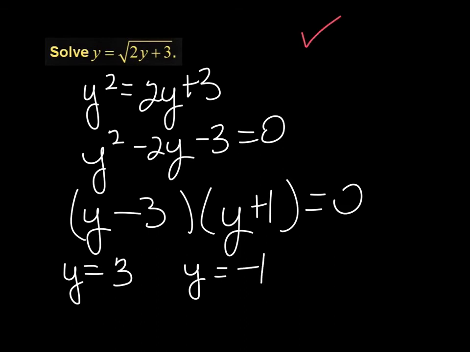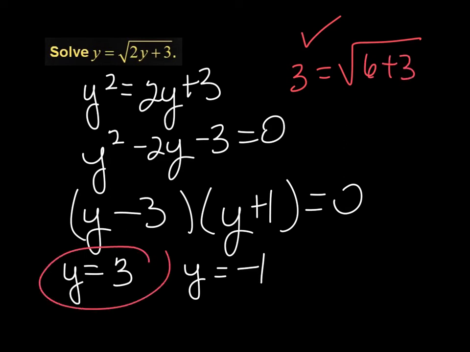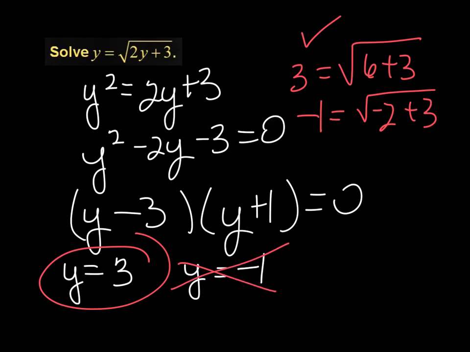Go back in and check. In the original equation, does 3 equal the square root of 3 times 2 is 6 plus 3? Sure does. Okay, I'm keeping that one. What about negative 1? Can negative 1 ever equal the square root? No. I can go ahead and fill it in, but square roots are always positive. So we only get one solution.